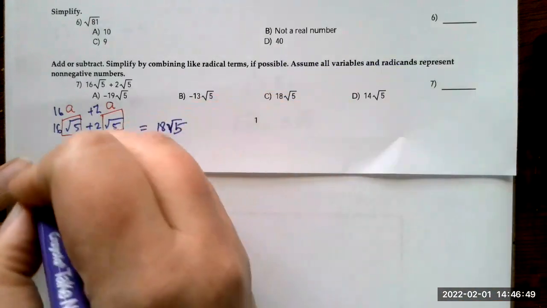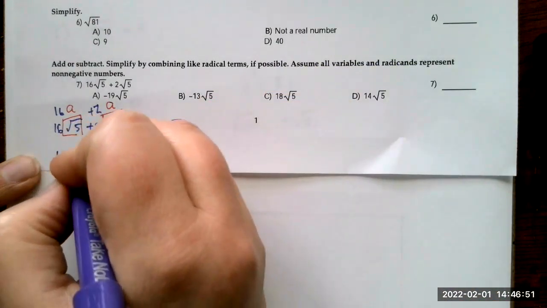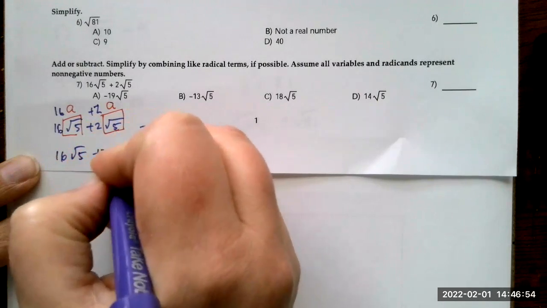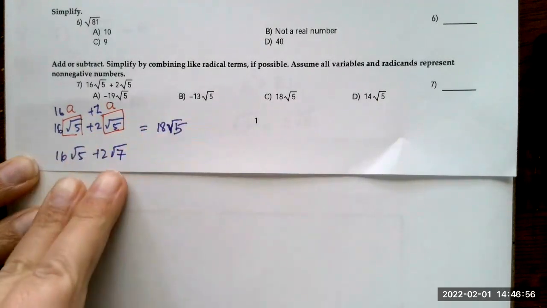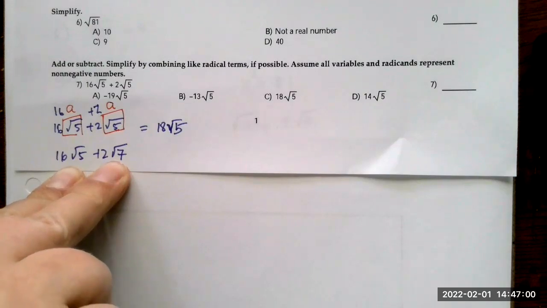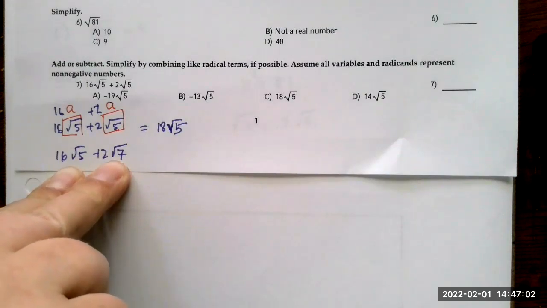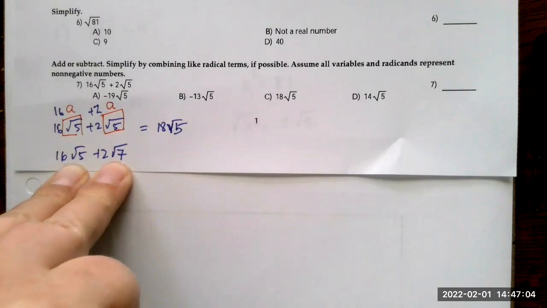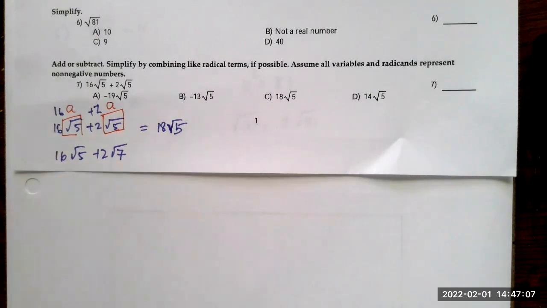If we had, for example, 16 roots of 5 plus 2 roots of 7, these are not like radicals, so we cannot combine them anymore. They're different expressions. That's like 16a plus 2b. Nothing. Then they don't combine.